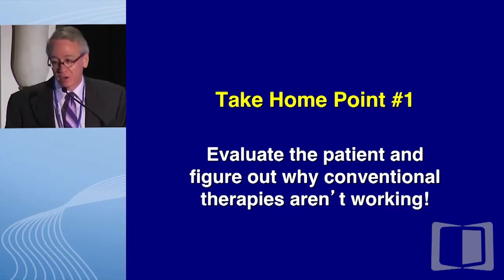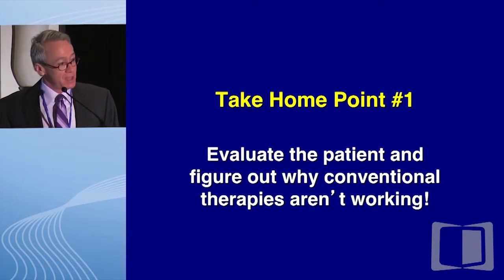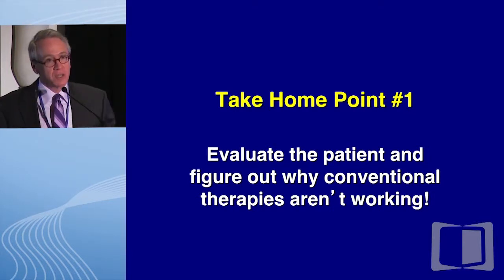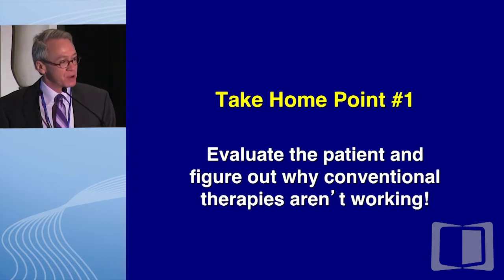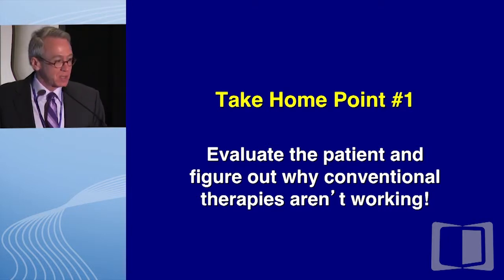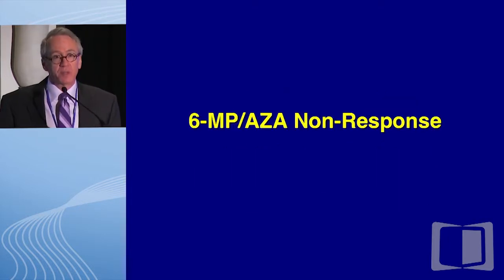So there's two important points here. And the first one I'll make right now. If you have a patient on what we'll define as conventional therapies, evaluate the patient and figure out why conventional therapies aren't working. And I'm going to give you two examples of this. And we'll start with 6-MP azathioprine non-response.